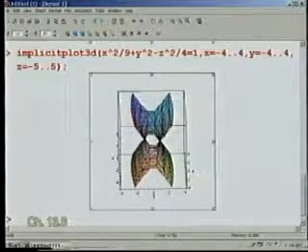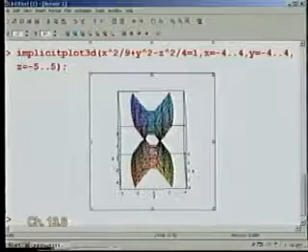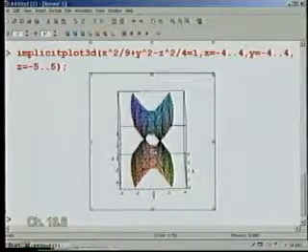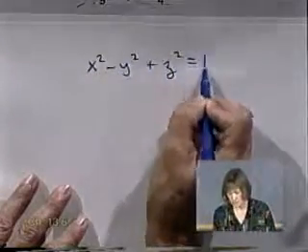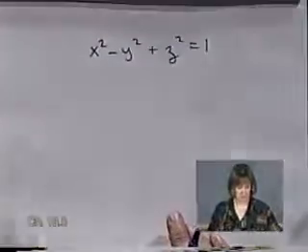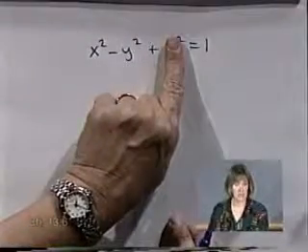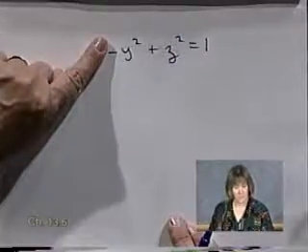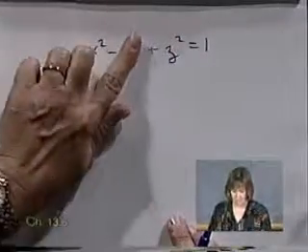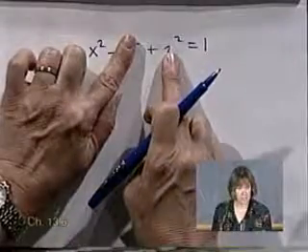Okay, before we do another one, let me actually do one just like this coming back. Let me make an equation up. What if I had x squared minus y squared plus z squared equals 1? Notice z equals 0 would be a hyperbola. X equals 0 would be a hyperbola. If you let y be 0, you have an ellipse.